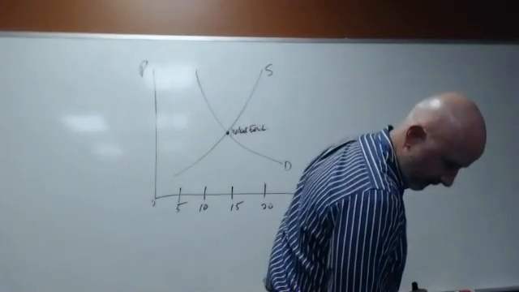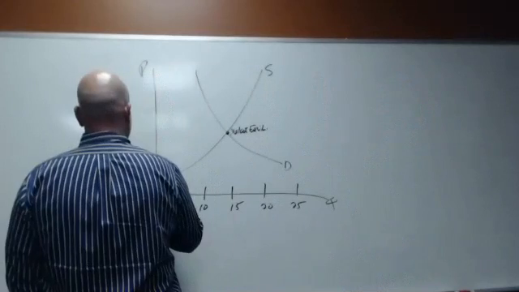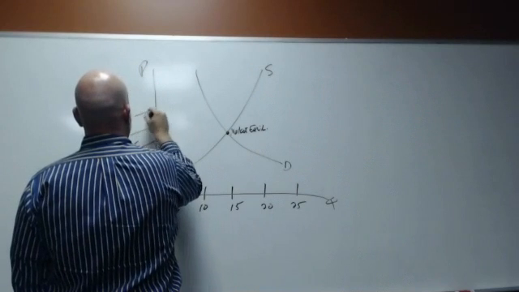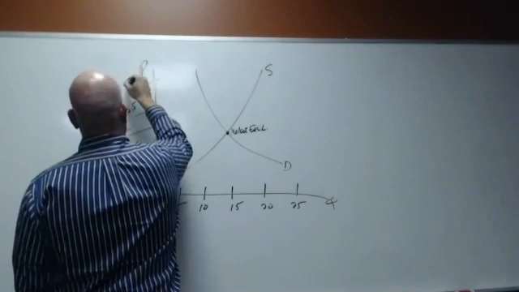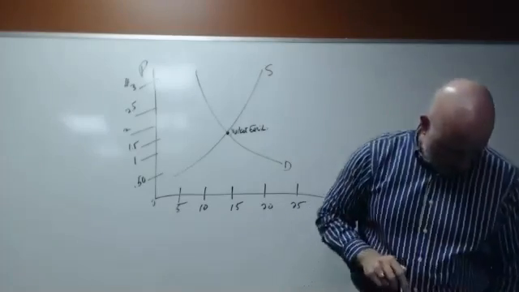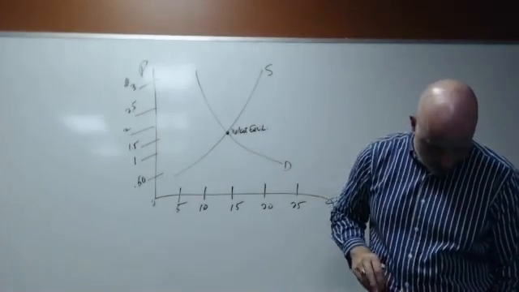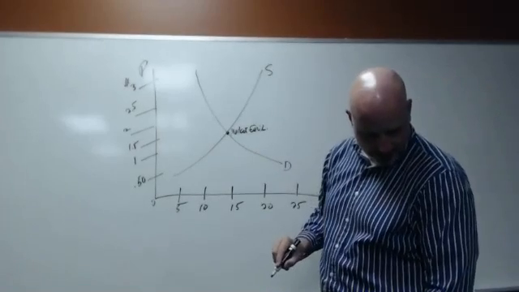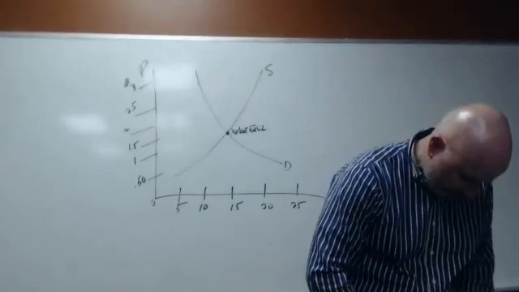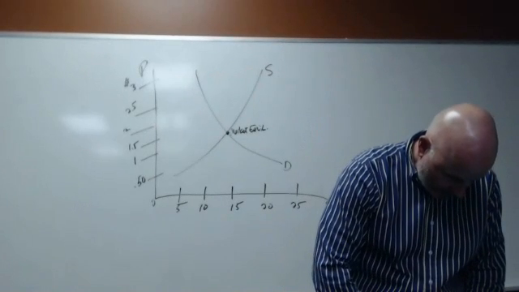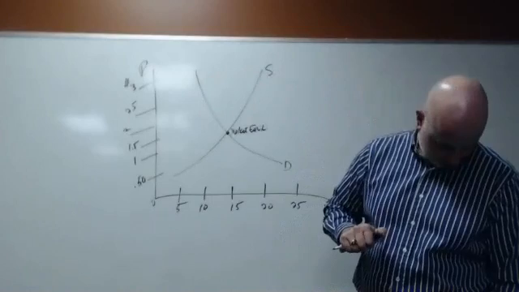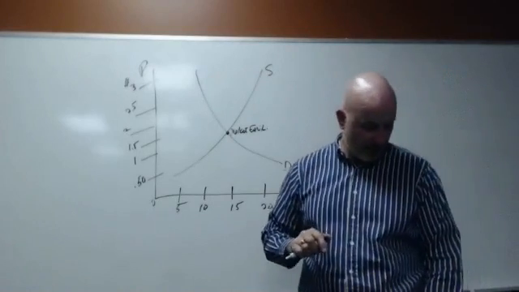And our price is going to go from 50 cents to $3, and we're given at 50 cents, what's my demand? At 50 cents, 22 is demanded. And what's being supplied? 0. So everybody's with me on this chart.